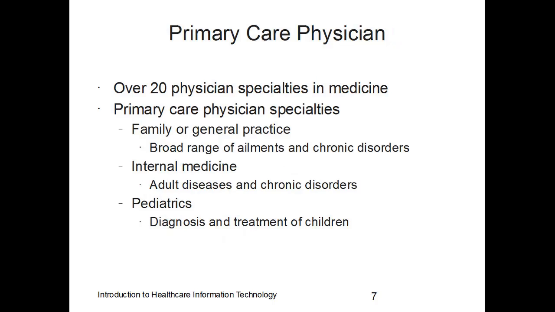Alright, now we'll talk about primary care physicians. Now, there are over 20 physician specialties in medicine. And some of these specialties can include family, also known as general practice. This covers a very broad range of ailments and chronic disorders. Internal medicine, this will address adult diseases and chronic disorders. Pediatrics, this field addresses the diagnosis and treatment of diseases in children. So these are just a few of the very large number of specialties that you can find in healthcare.